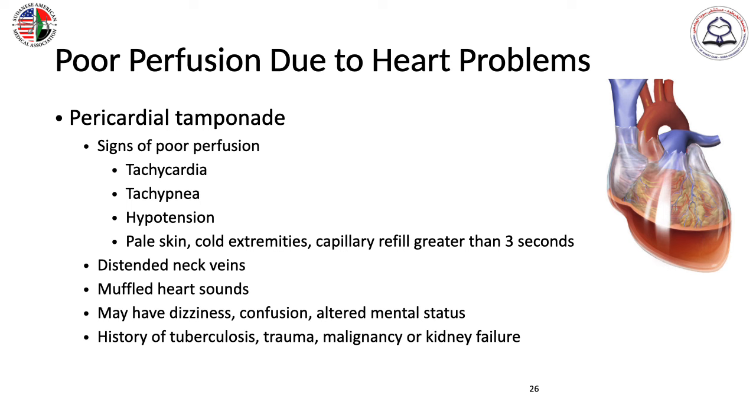Pericardial tamponade: consider that in patients with trauma. It can happen in patients with renal failure or a malignancy or TB. Patients have tachycardia, tachypnea, hypotension, pale skin, cold extremities, prolonged capillary refill, distended neck veins, muffled heart sounds, and they might have dizziness, confusion, and altered mental status.